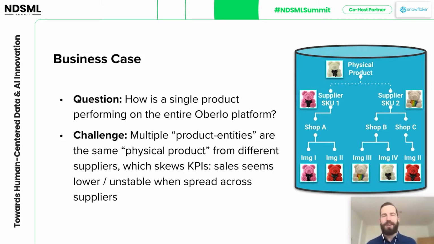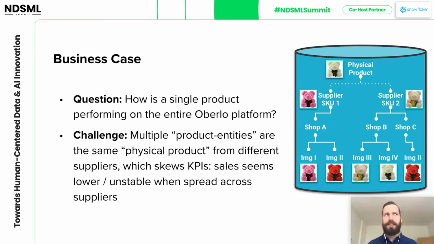But not quite. If you look a little bit deeper, you realize that a lot of these SKUs actually represent the same, let's say, physical product. If you look at this example, it's a Valentine's teddy bear. A lot of different variants exist, made by different producers, sold by different suppliers, but they're all actually the same teddy bear. If you look at the data, you will see different product entities with different sales over time, but if you aggregate all of them together, you get a very different picture.